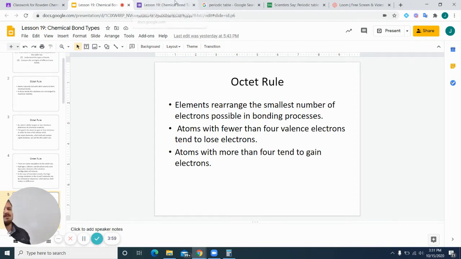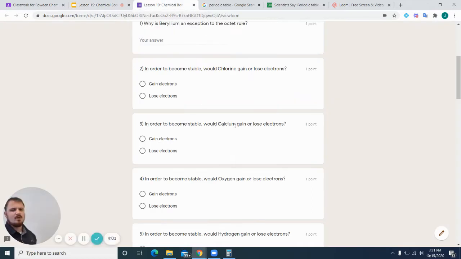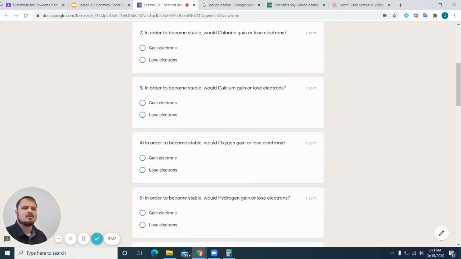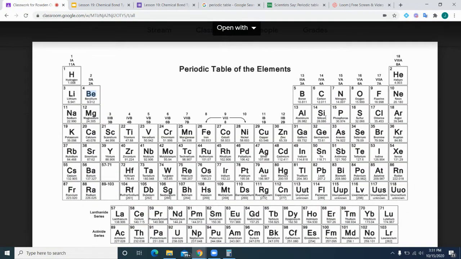So what I'm going to do for each of these questions is look at the periodic table and think. I'm going to do the first one, and then I'm going to have you run through the next few. In order to be stable, would chlorine gain or lose electrons? Let's find chlorine. It is right here. Look up top. You see 7. Chlorine has 7 valence electrons.